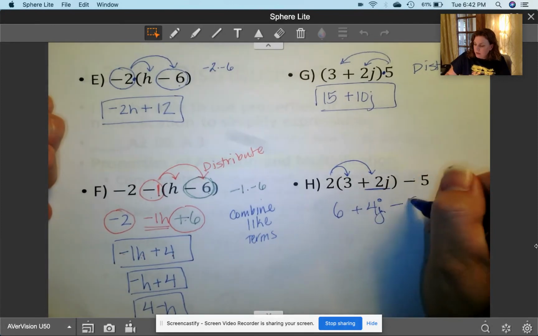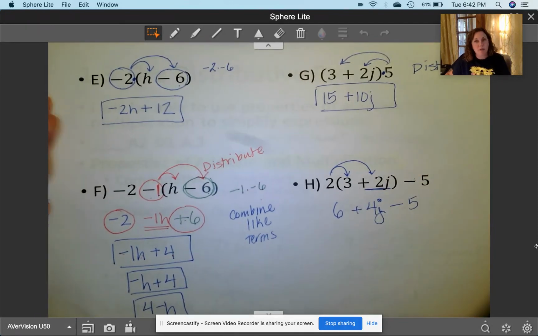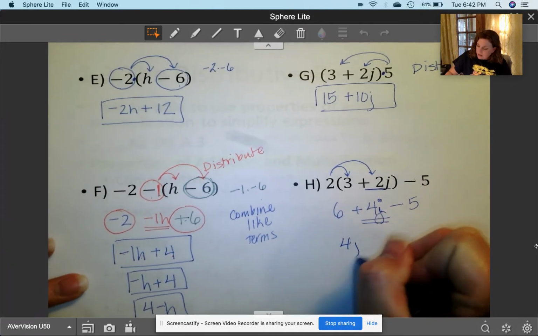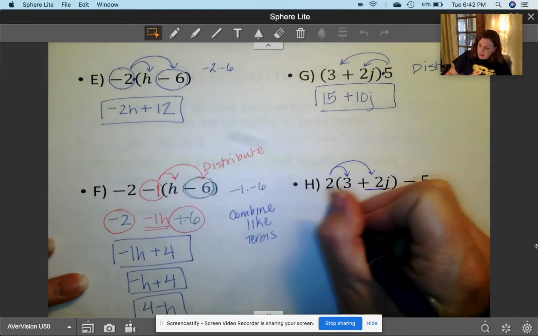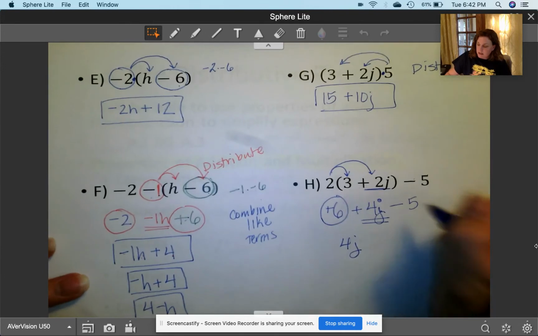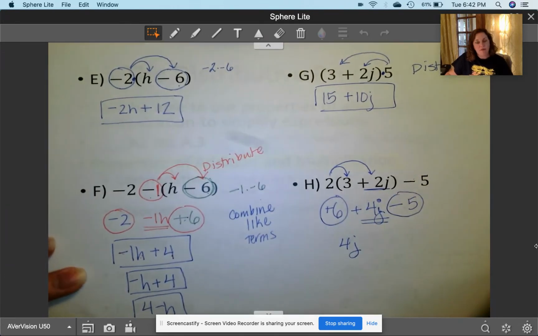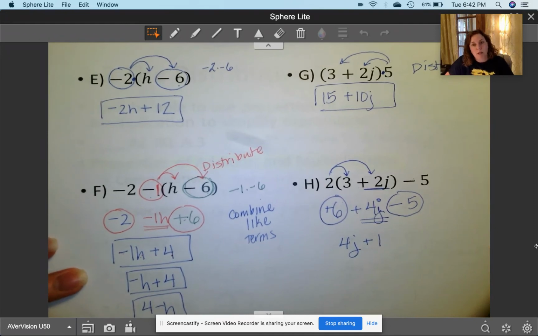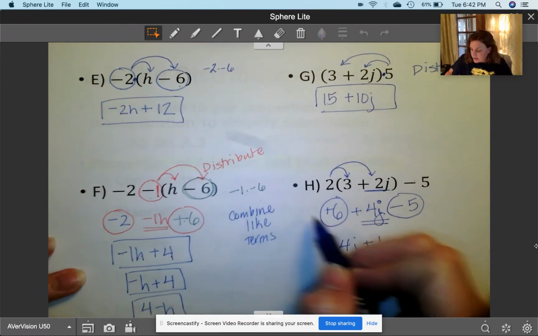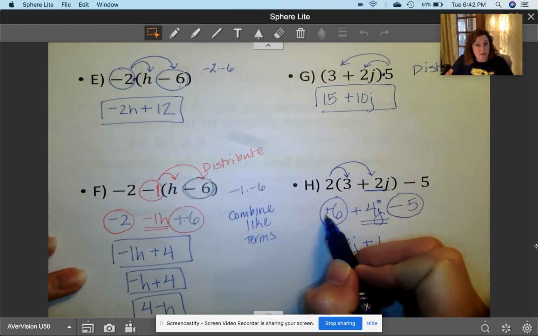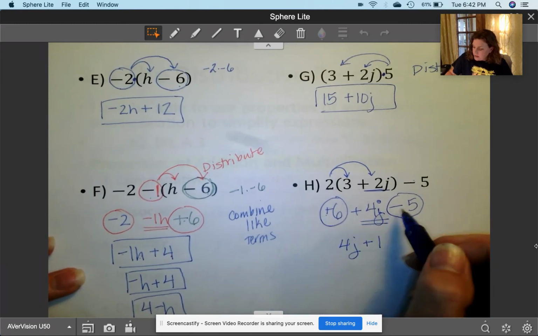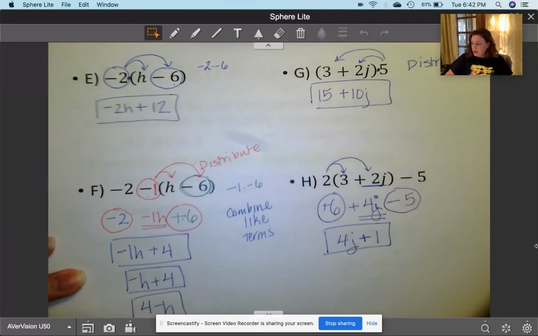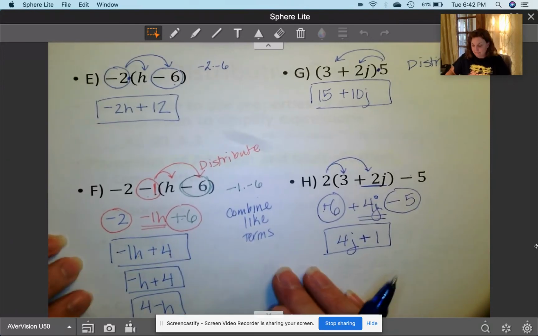And then we're just going to bring that -5 along for the ride and combine like terms. So I have my 4j to start us off, and then a +6 and a -5. There are far more positives. Positives are going to win by 1. Remember, when there's no sign in front, it's positive. All right. +6, -5. Positives are going to win. That's it.